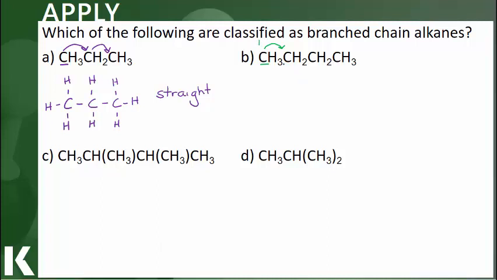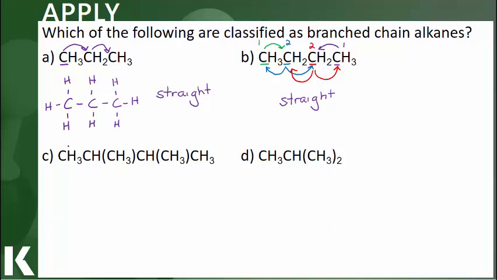Let's look at the second carbon in line. This carbon has a carbon attached to the left and a carbon attached to the right. So we have 2 carbons attached. This third carbon, again, has 1 carbon attached on the left, 1 carbon attached on the right. So we got 2 carbons. And the final carbon is only attached to 1 other carbon. So notice that each carbon in this molecule is attached to only 1 or 2 other carbons. So this would also be a straight chain alkane.